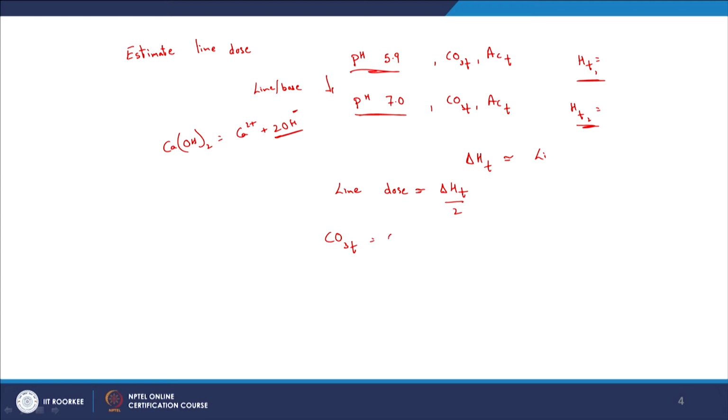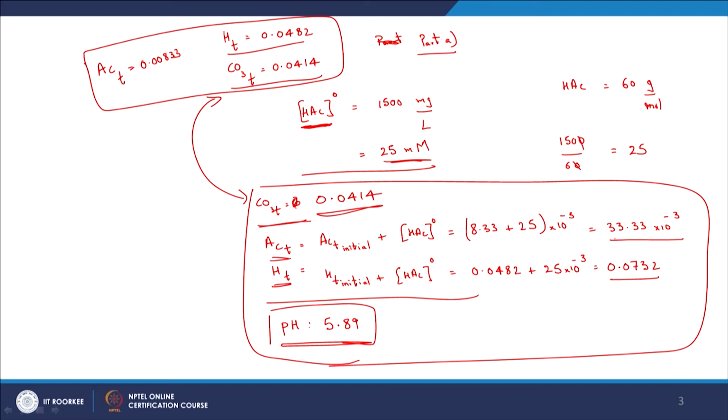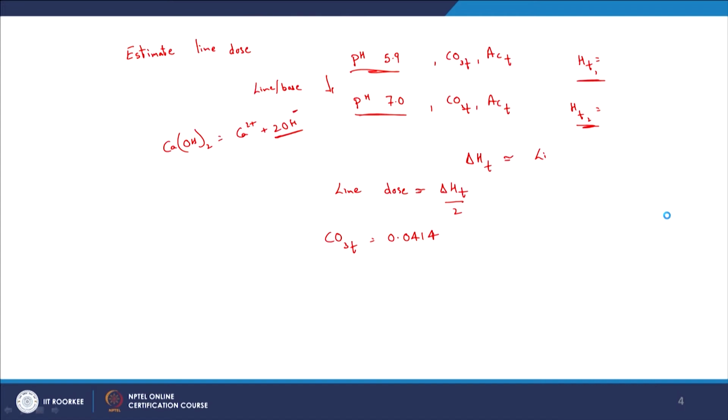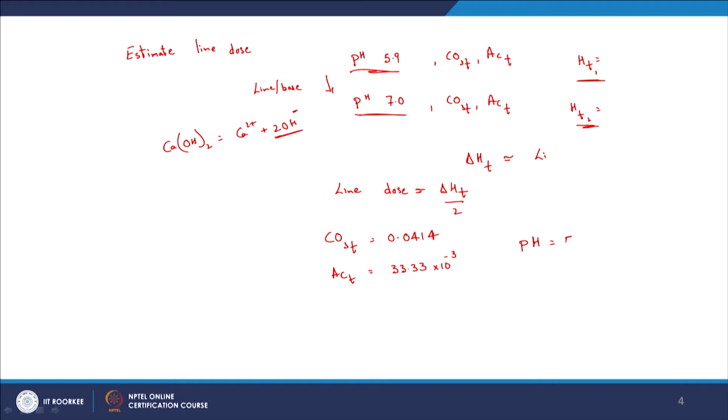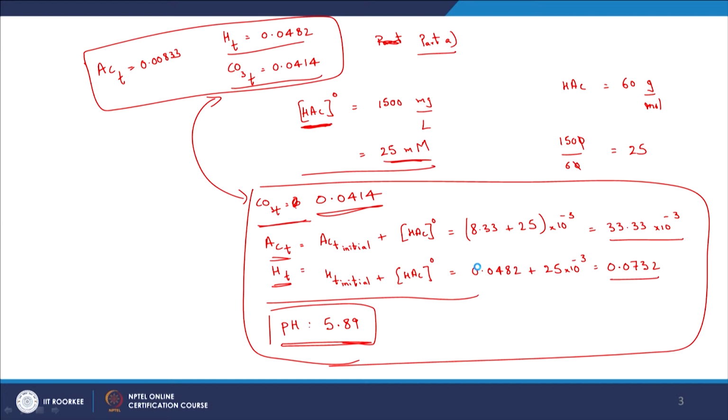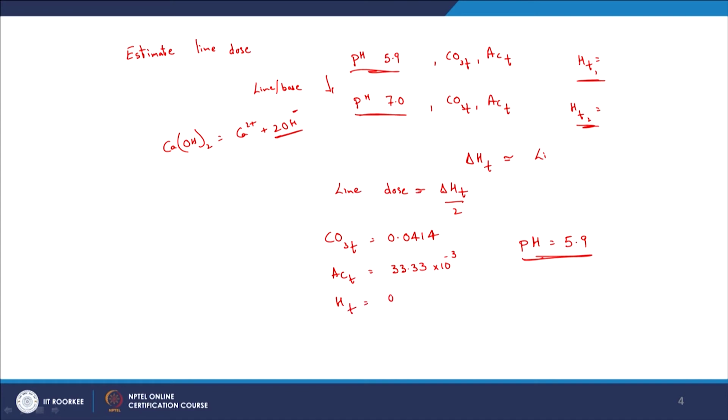CO3 total is equal to 0.0414, and state total was equal to 33.33 times 10 to the power minus 3, at a pH of, what was the pH? We approximated 5.9. Because I'm going with an approximation, I can calculate H total, or I can also just use the H total from the previous case. What was the previous case H total? It was 0.0732. This was the initial case.